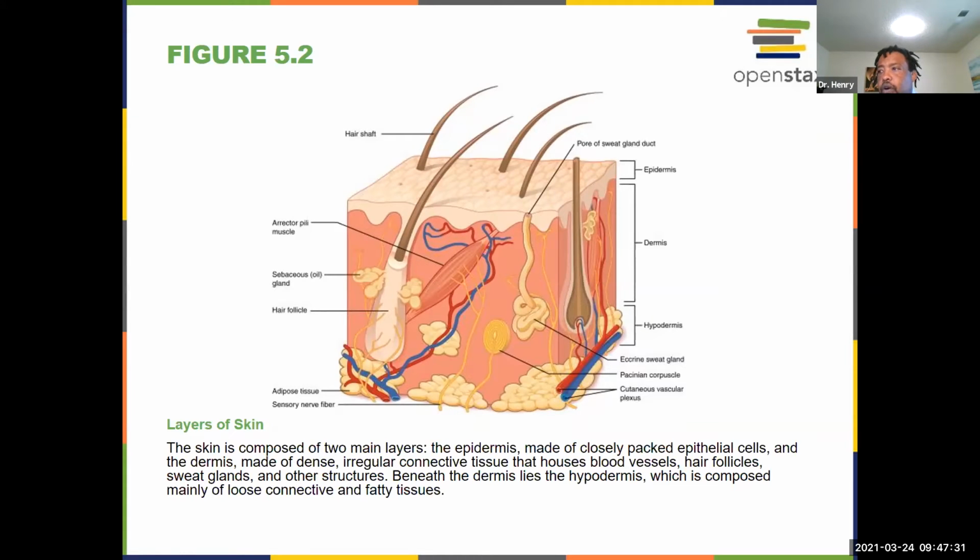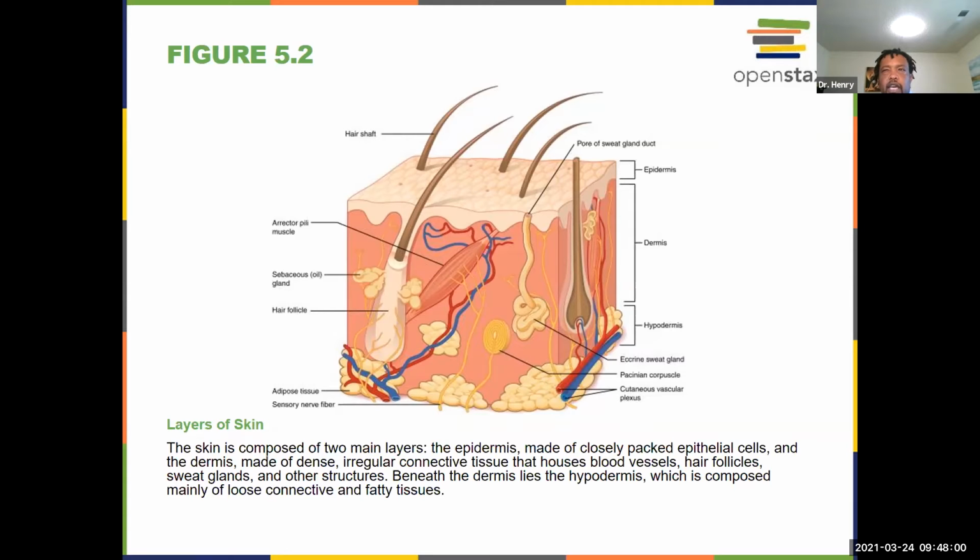Okay. So, and then we have the hypodermis. So the hypodermis, we're going to have fatty tissues, right? And we're going to have some loose connective tissues as well too. So that's where we're going to have our blood vessels, things like that. They're actually going to fall within that area as well too. We're going to have some of the sensory nerve fibers that are going to be there as well. So they're going to go through that area as well too.